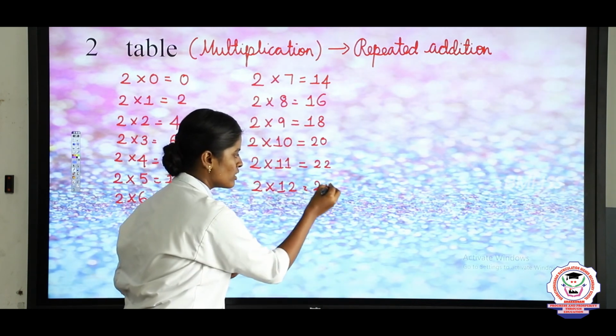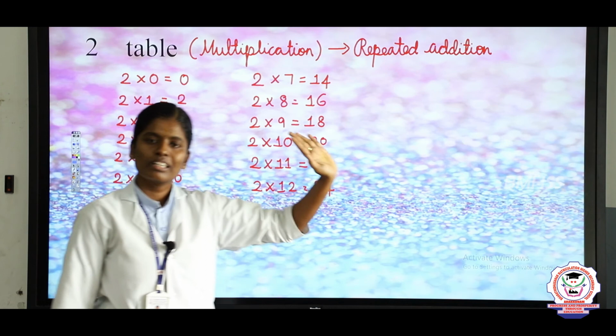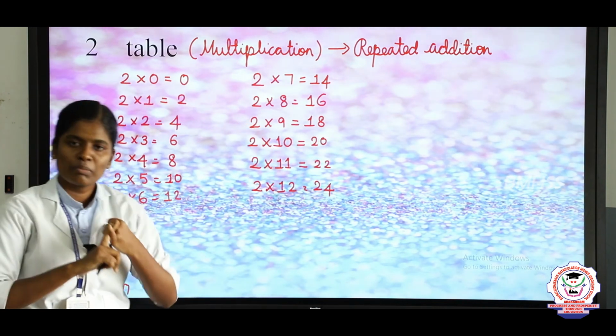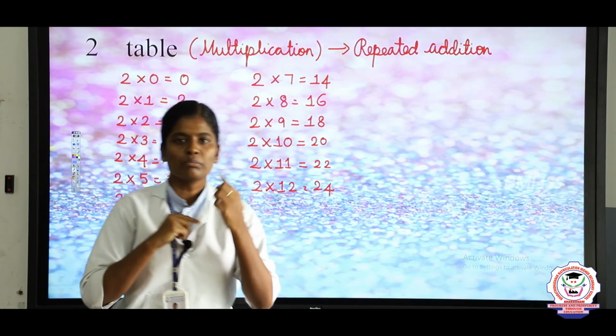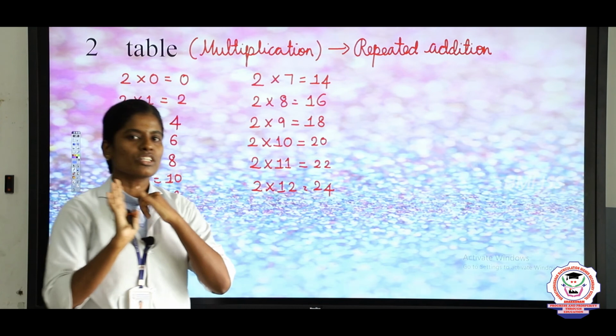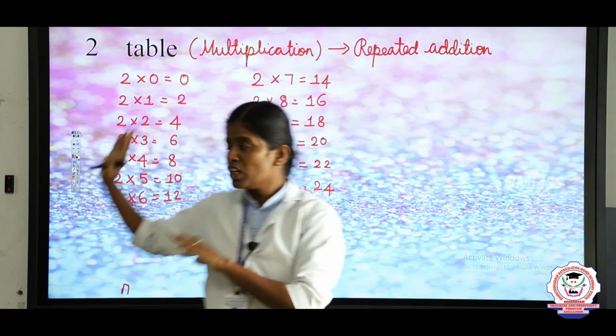The answer is 24. So the topic is writing the 2 table using multiplication. What do we mean by multiplication? Multiplication means repeated addition. So my dear students, today you have learned the 2 table.